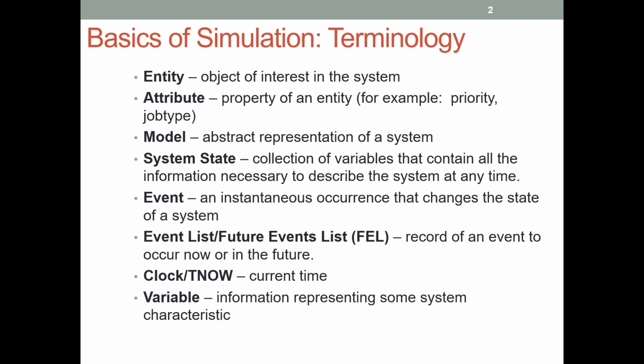We use a variable that is called tnow, and this is a software name, right? It's a variable that is coded within the system. It's called tnow, and that's the variable that we call if we want to know the time at any point during the simulation. And then finally, we have a variable which is information representing some system characteristic, and that can change throughout the simulation run.